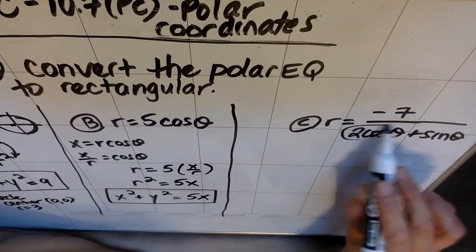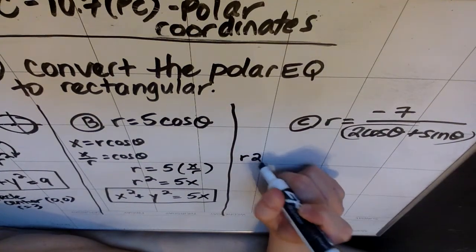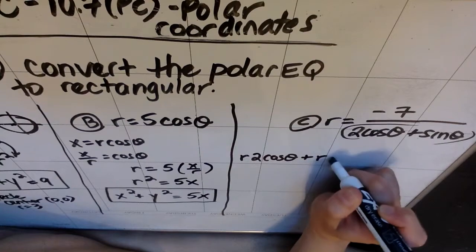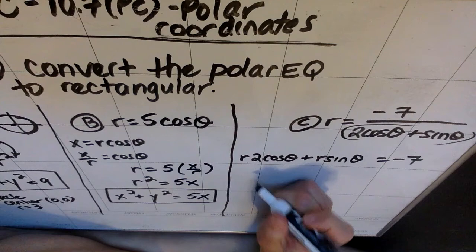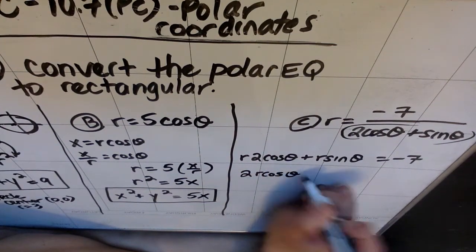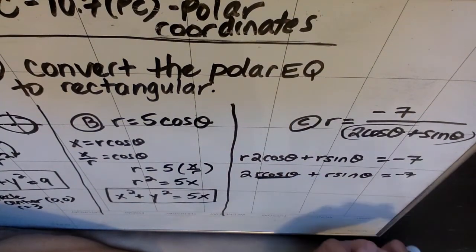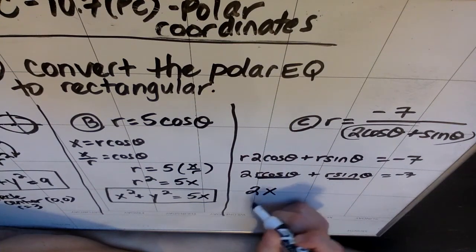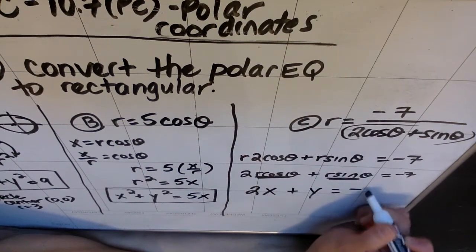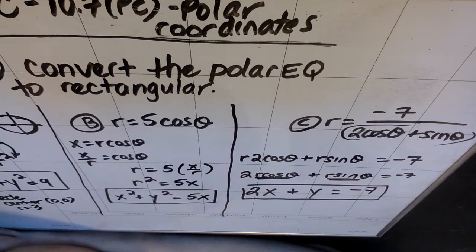Well, the easy way to do that is to multiply this entire denominator to the other side. If you do that, you're multiplying r times 2 cosine theta plus r times sine theta, and that's going to equal a -7. Well, let's reorder this first term a little bit. 2r cosine theta plus r sine theta equals -7. Well, I know what r cosine theta is, that's an x, and I know what r sine theta is, that's a y. So this is actually just the line 2x plus y equals -7. And again, you could totally solve that for y if you want, but there's no real reason that you have to. So that one looked really hard, but was actually arguably the easiest of the 3.